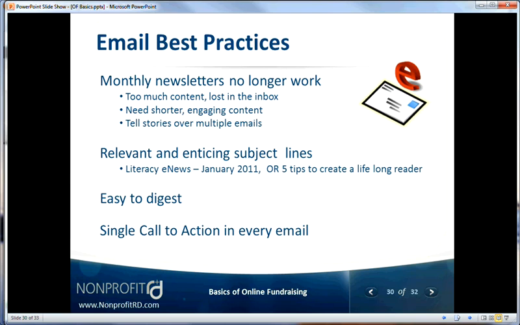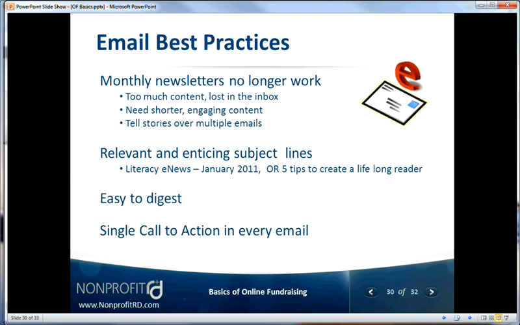It's sad to say, but most nonprofits still do this big monthly newsletter that has 10 articles and all these photos and all this content, and I can tell you that those are not being read. And you should be able to look at your stats in Constant Contact or MailChimp to see that those emails really aren't being read or engaged on.